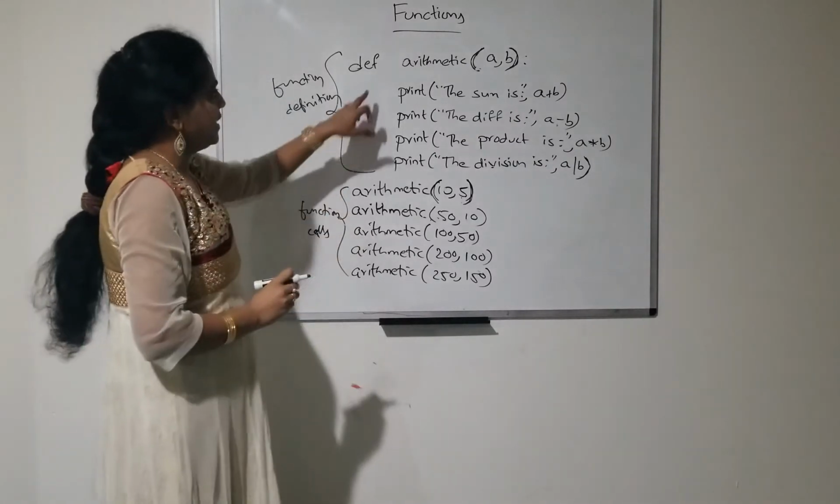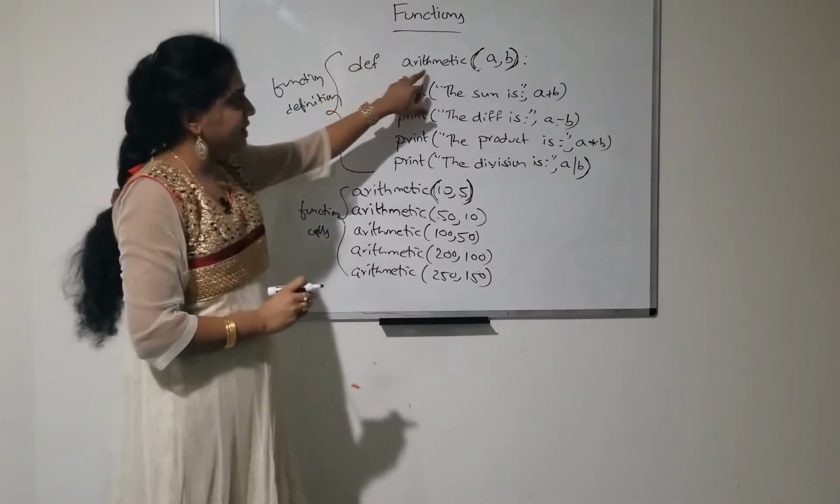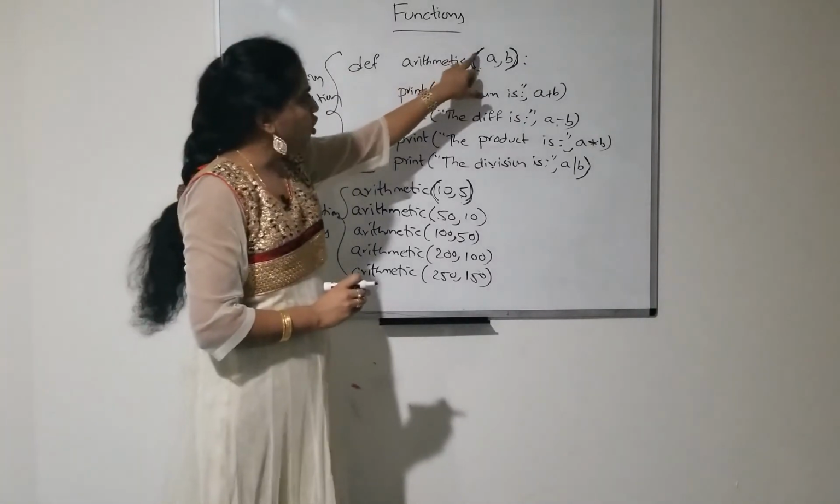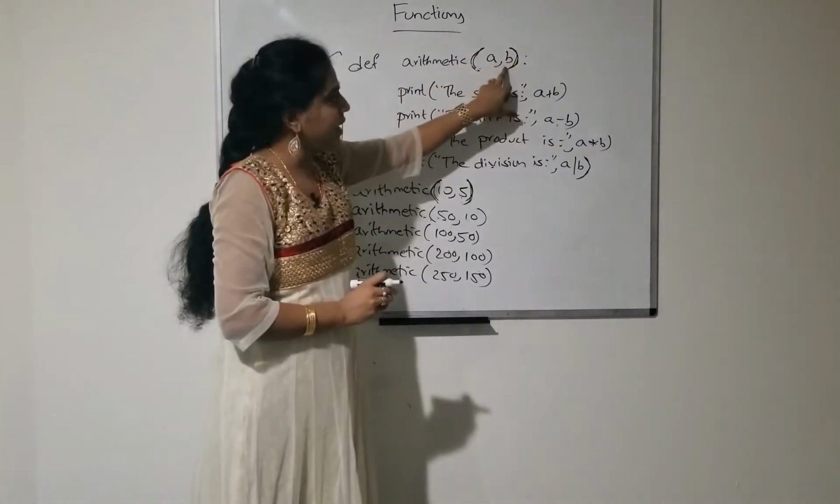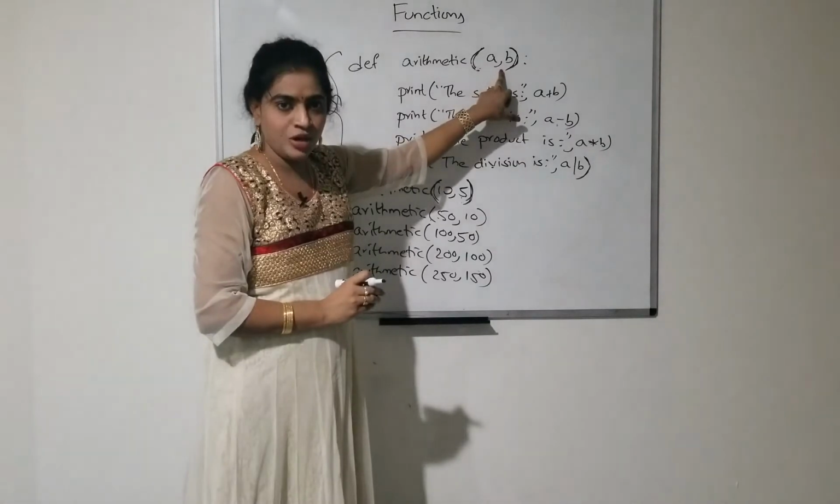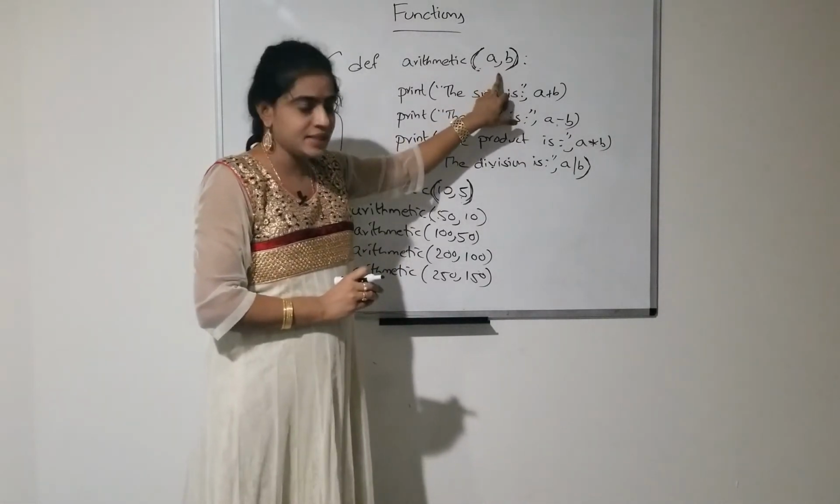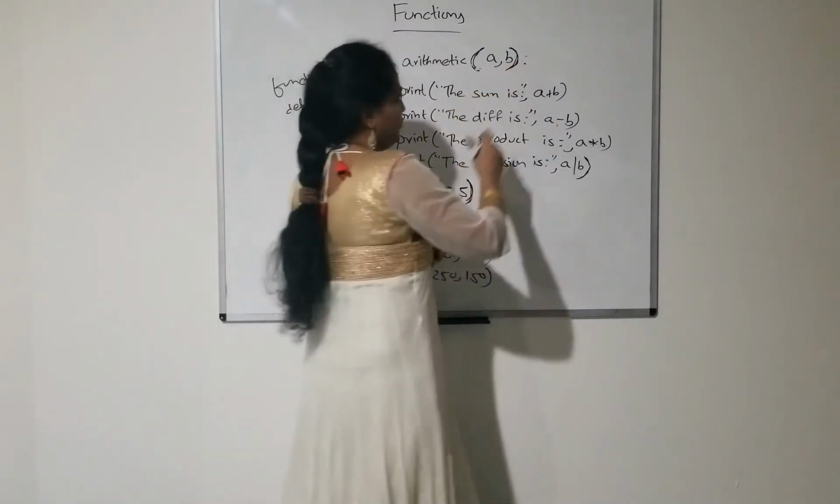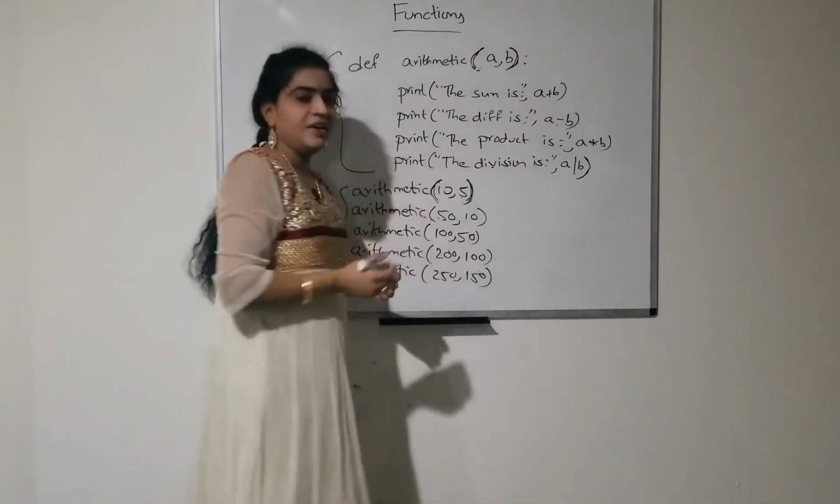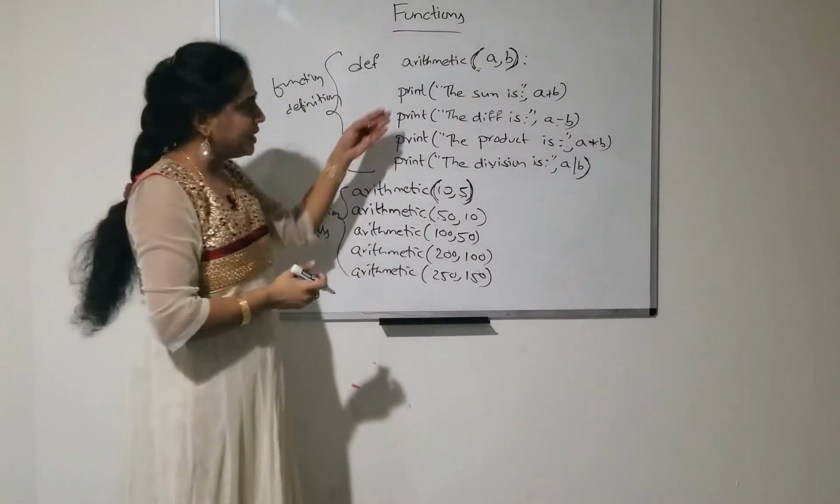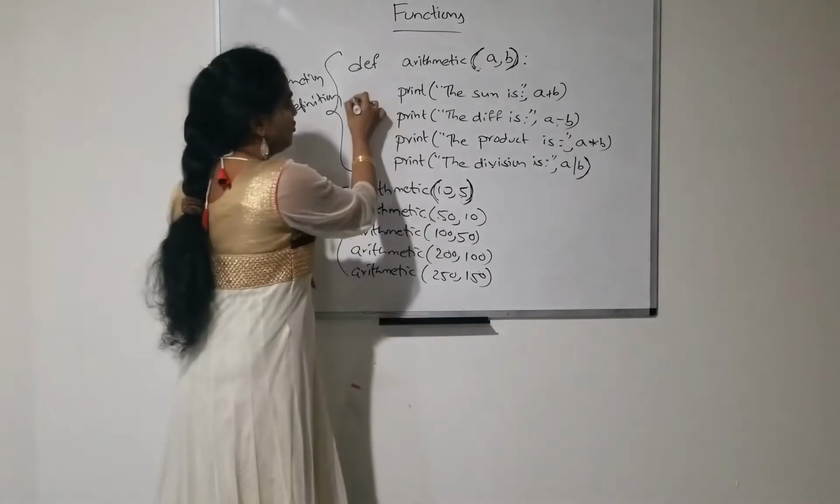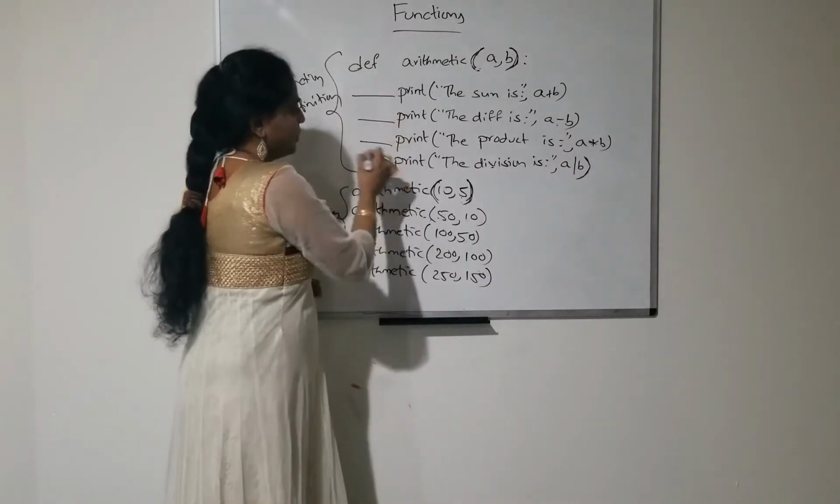So here def is the keyword and this is my function name, followed by, within the parenthesis, the arguments I have passed. We can also call them parameters, followed by a colon. Whenever we use a colon, it means we are defining a block. In the next statement, we have to follow indentation, right?